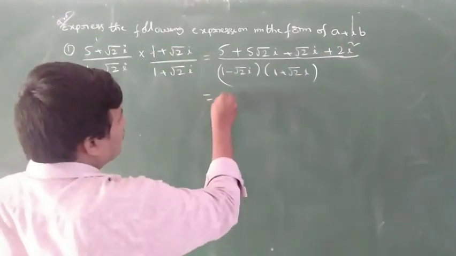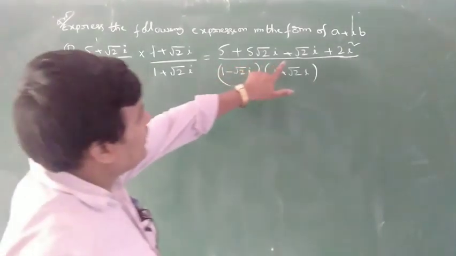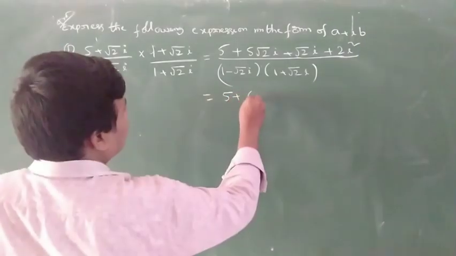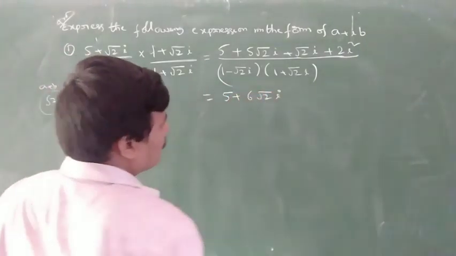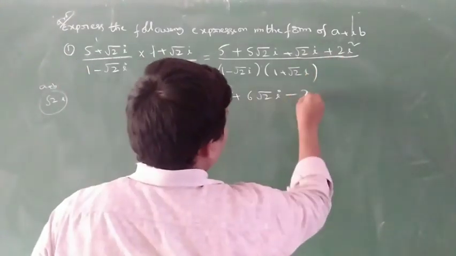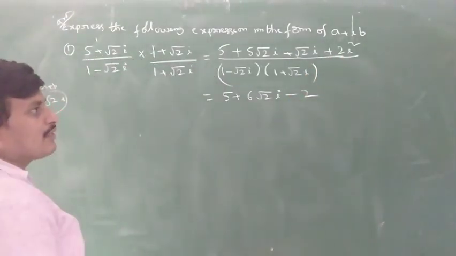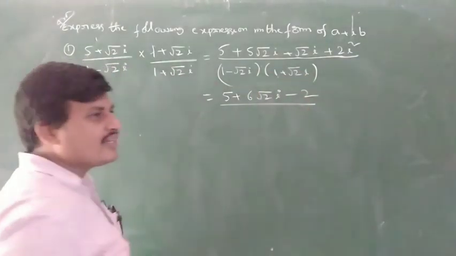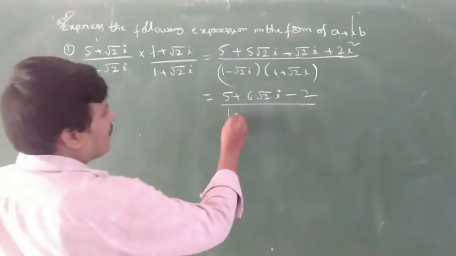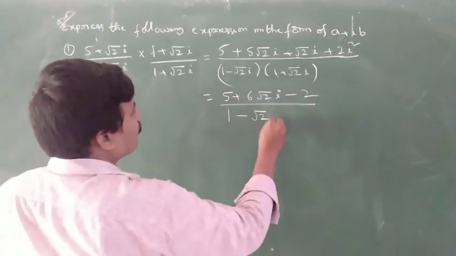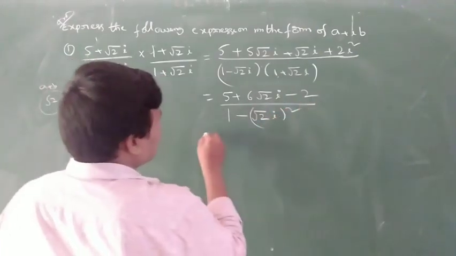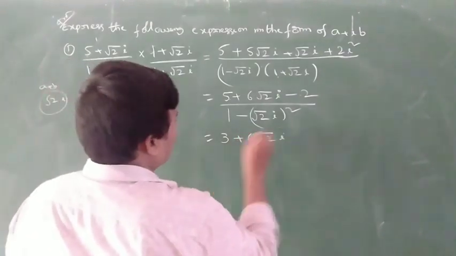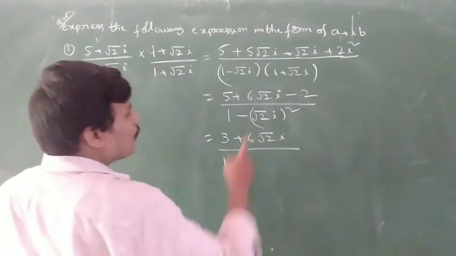So that is equal to 5 root 2i plus 1 root 2i, so plus 6 root 2i. 2 into i square, value minus 1, so 2 into minus 1 is equal to minus 2. This is a minus b into a plus b is equal to a square minus b square. What is b? Root 2 into i whole square. So 5 minus 2 is equal to 3 plus 6 root 2i.